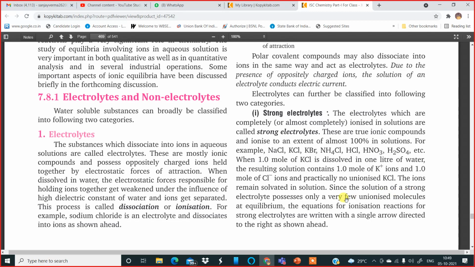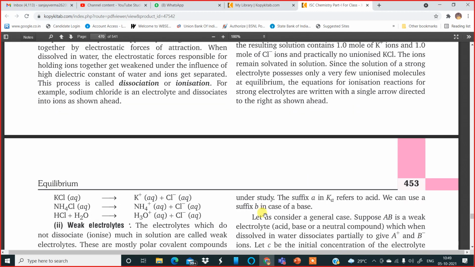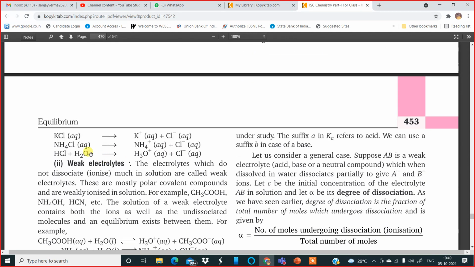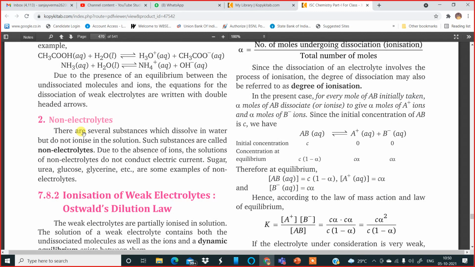Since the solution of a strong electrolyte possesses only very few unionized molecules at equilibrium, the equations for ionization reactions of strong electrolytes are represented using a single arrow directed to the right, as shown below. You can see on page 453, potassium chloride, a strong electrolyte, ammonium chloride salt solution, a strong electrolyte, hydrochloric acid in water, a strong electrolyte, all with an irreversible arrow pointing to the right. So these are irreversible reactions.